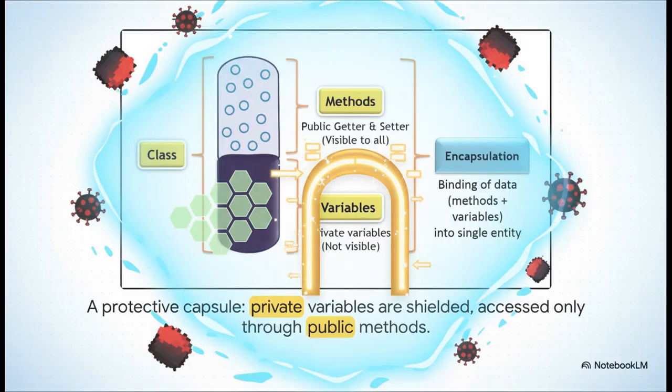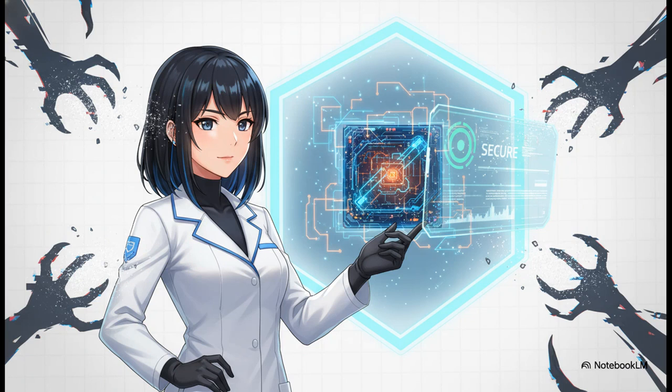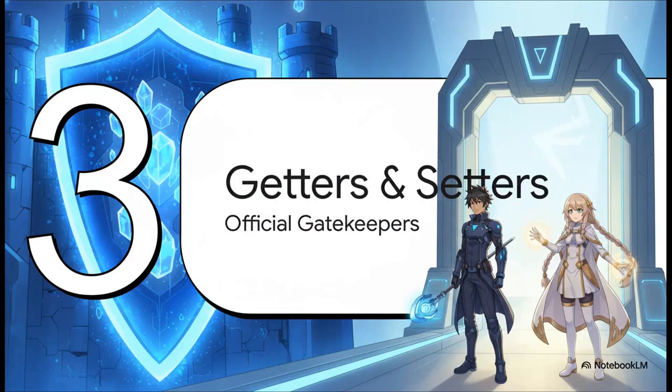And this visual is just perfect. Your class is that protective capsule. Tucked away safely inside are your private variables, completely shielded from the outside world. The only way in? Through those public methods, which act as the official controlled gateways. And this gets you a huge win, something we call data hiding. By encapsulating everything, we hide all the messy internal details. And most importantly, we protect the object's state from being messed up by some random piece of code. Suddenly, you're in control.